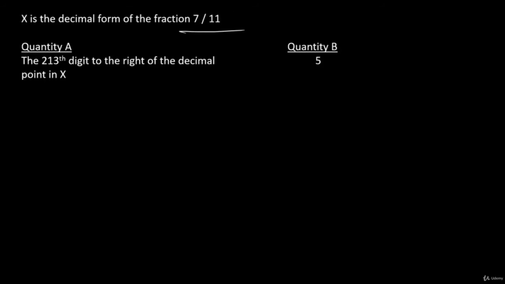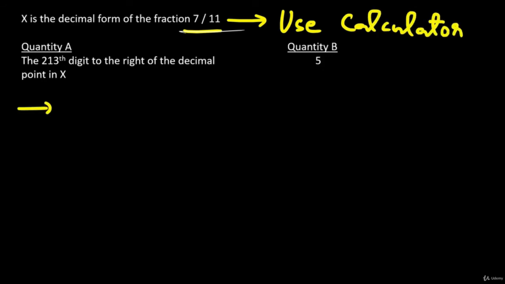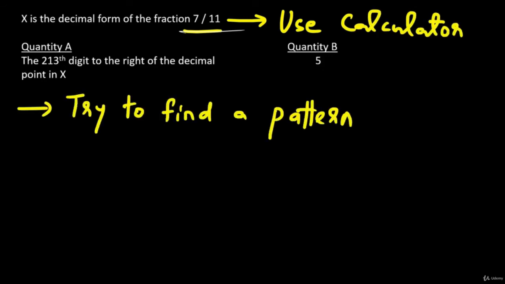Now to find 7 by 11, use the calculator. Alright, and then try to find a pattern to answer this question. Let's do that. 7 by 11 is equal to 0.63, 63, 63, etc. Right? That's what you will get on your calculator.